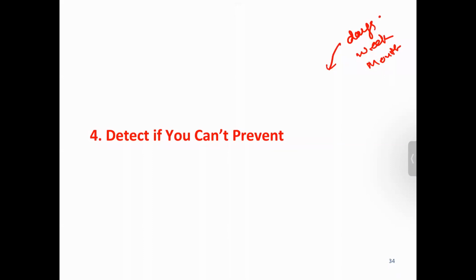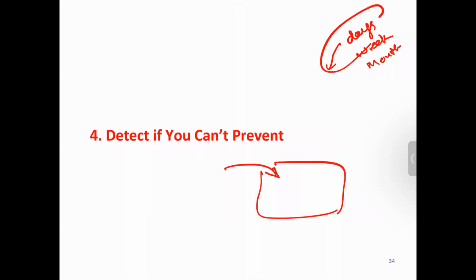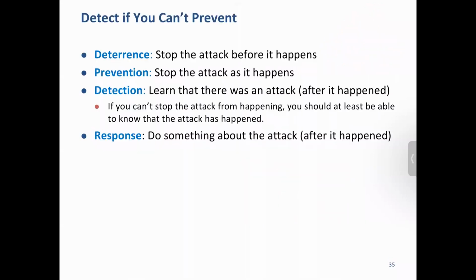So the attack has happened to your system and you don't know about it. That's the worst. You don't have any method to prevent it. Somebody is going to attack you, you can't do anything. You're a very small organization, you don't have all the security solutions in place, but at least you should know somebody has attacked me. Then you can do something, you can shut down your system, you can do a lot of other things, right? Okay, so detect if you can't prevent.